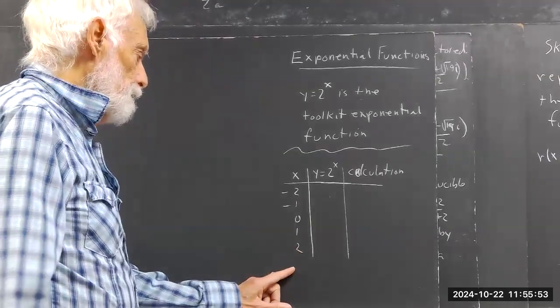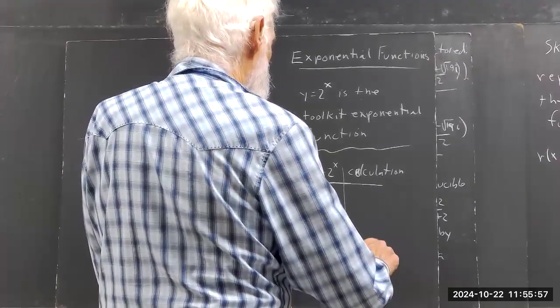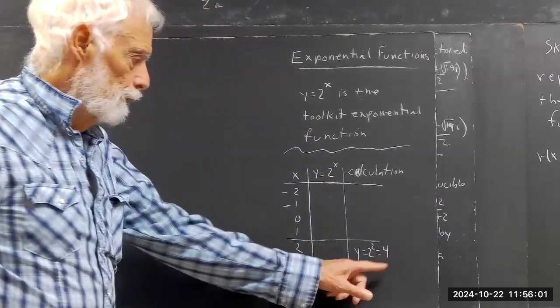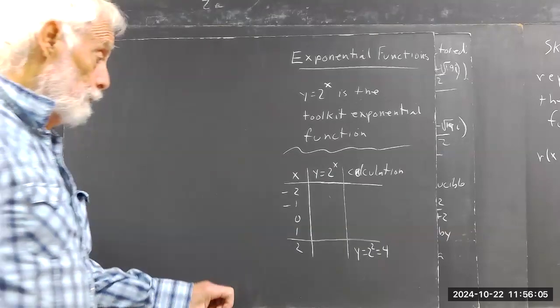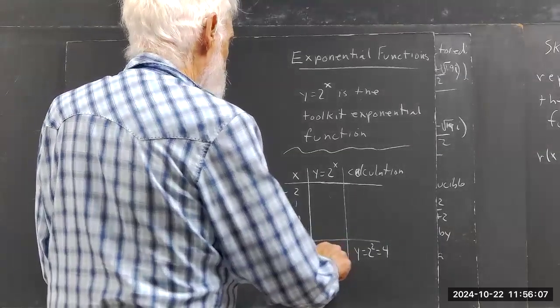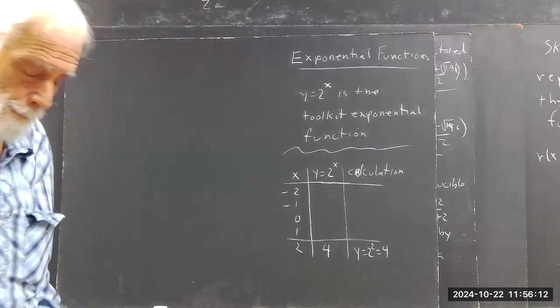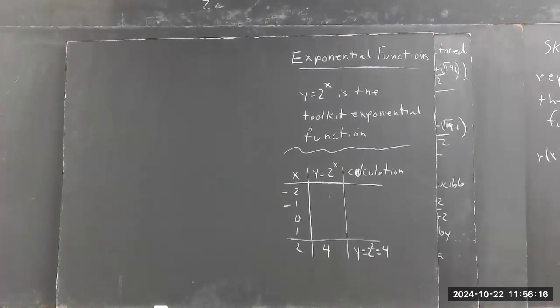For example, when x equals 2, y equals 2 squared, which is 4, right? So you're going to put a 4 here. Well, do the same for all these other values and see what you get. I'll give you a couple of minutes to do that. And even if you're in my class, do that, write it out. It's always good to reinforce what you already know.